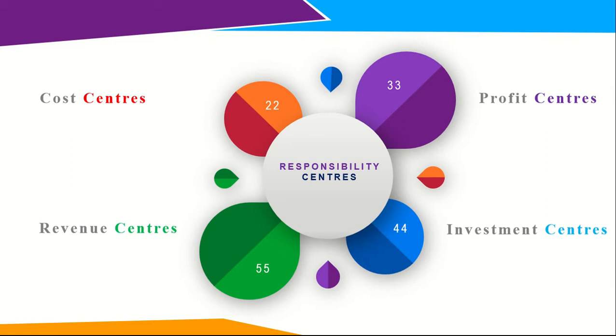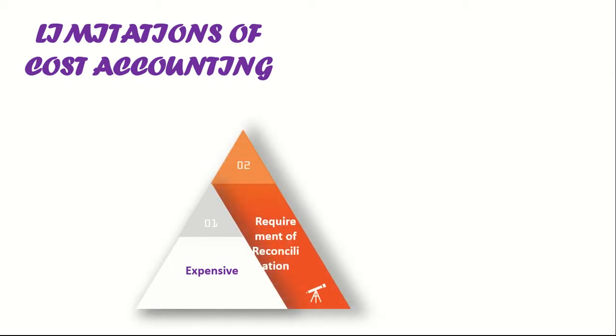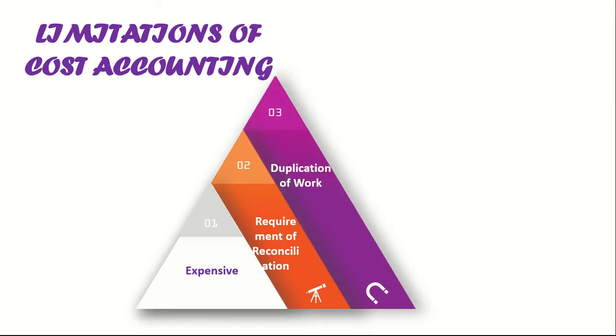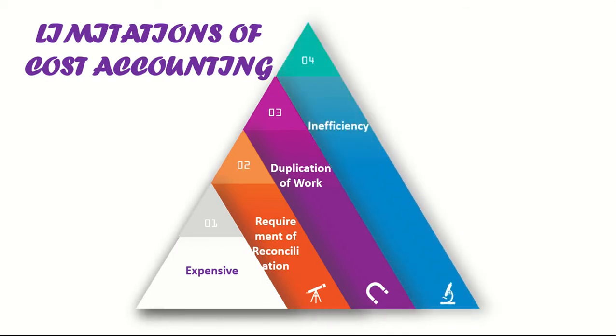4 major limitations of cost accounting. 1. Expensive, because analysis, allocation and absorption of overheads require a considerable amount of additional work and hence additional expense. 2. Requirement of reconciliation, cost accounts are required to be reconciled with financial accounts to verify their accuracy. 3. Duplication of work, the organization is required to maintain financial accounts as well as cost accounts. Hence it leads to duplication of work. 4. Inefficiency, the costing system itself does not control cost.